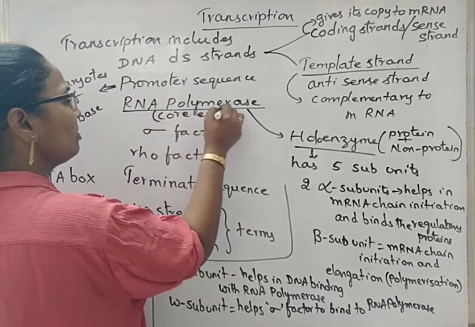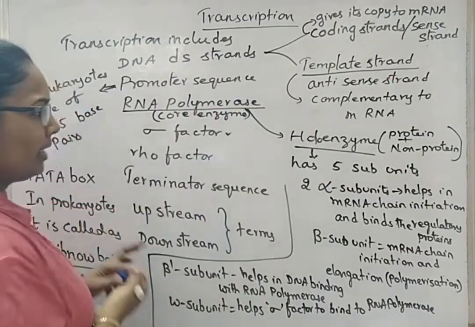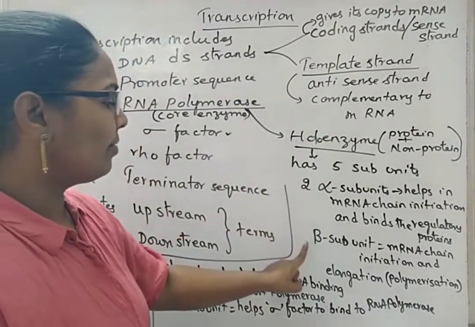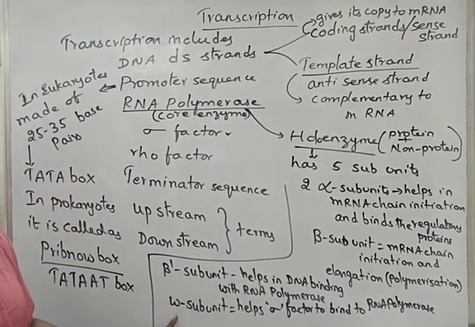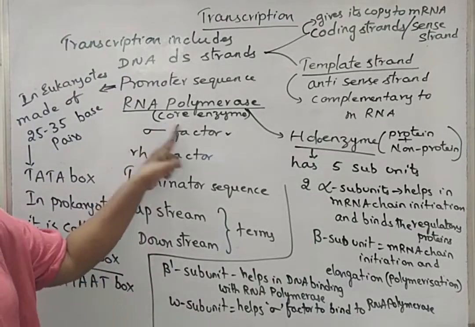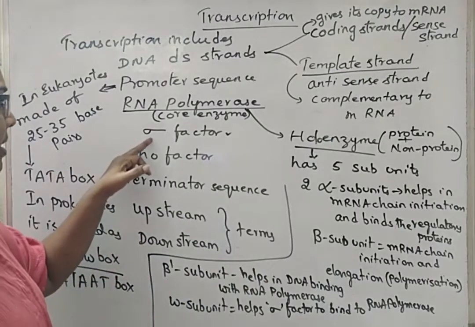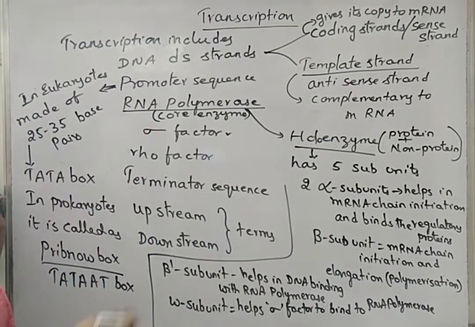Core enzyme can also be read as having all these 5 subunits: 2 alpha, 1 beta, 1 beta prime and 1 omega subunit. Now sigma factor, which is responsible for initiation of the mRNA strand, will just initiate and then go off from the site of transcription.